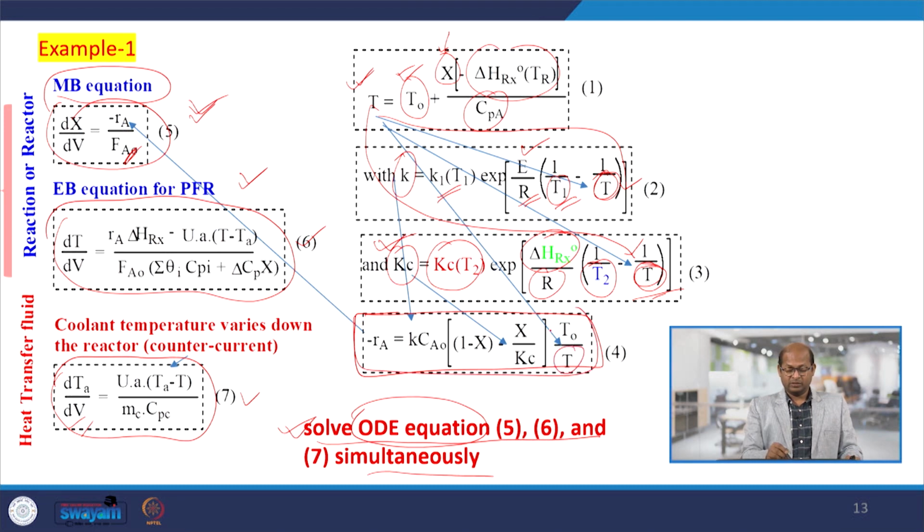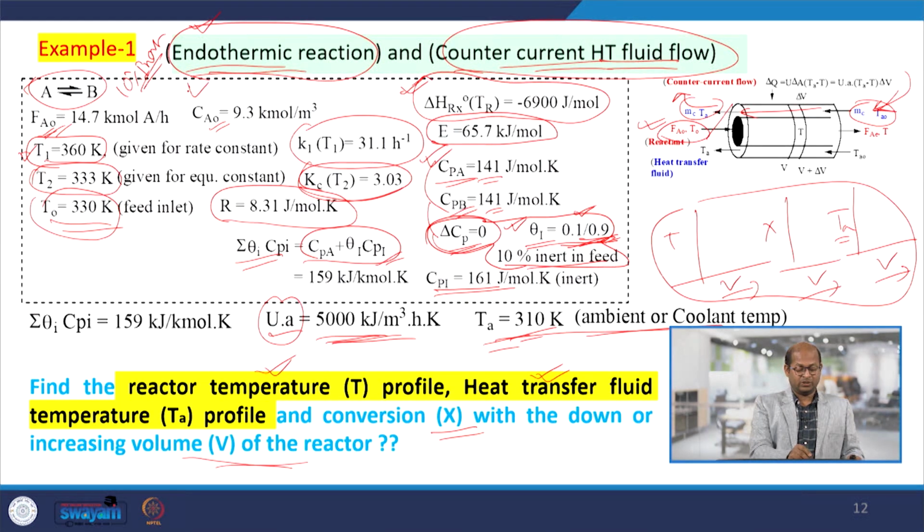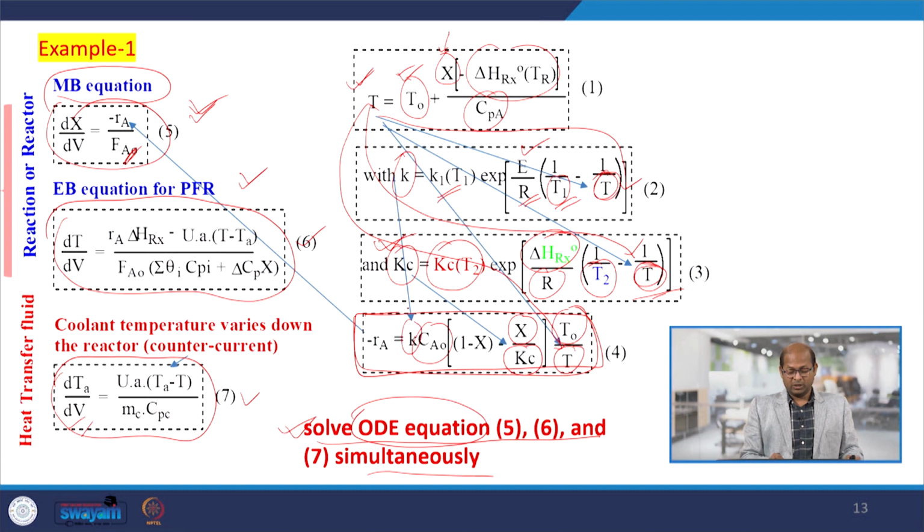So T from here, T0 the feed temperature, is known. X is, let us say, 20% conversion, Kc is known, and C A naught is also given. Then small k comes from here. So the rate is known, and once the rate is known we can put it here.